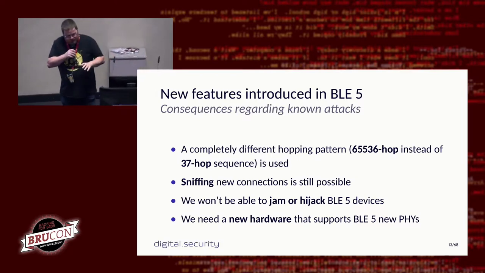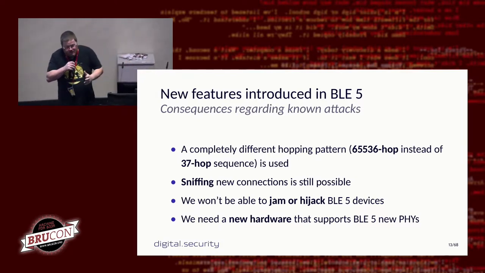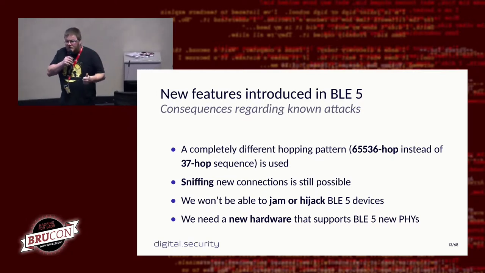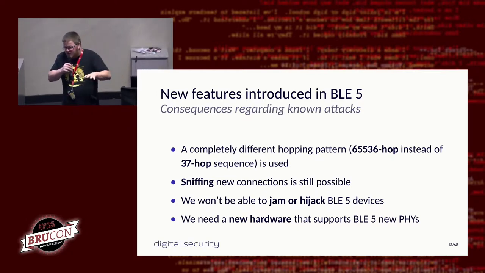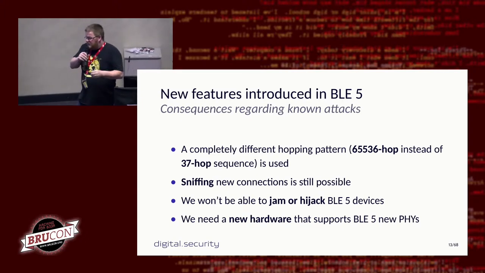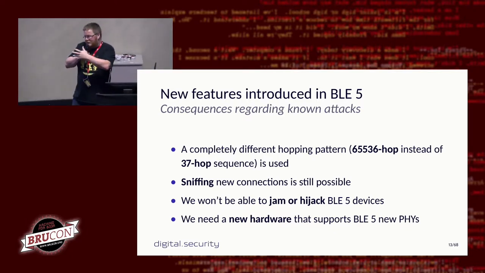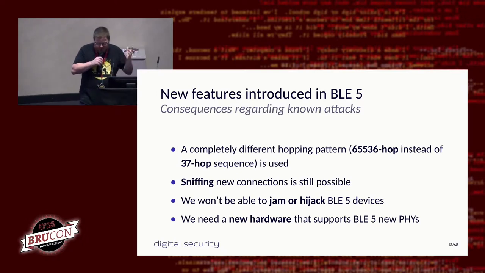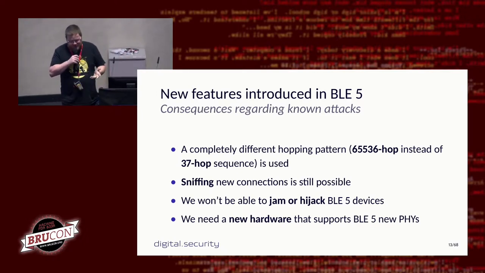So just to sum it up, what are the consequences regarding existing attacks? We got a new channel selection algorithm that changes drastically the way a device hops from one channel to another. Basically, with this new channel selection algorithm we got a sequence of 65,536 different channels rather than 37 for the previous version.